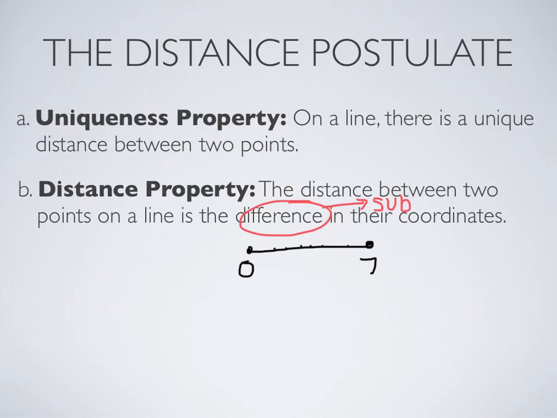Now, that explanation is a little bit oversimplified, because technically, if I do 7 minus 0, I get a distance of 7. But if I do 0 minus 7, I get a distance of negative 7, and that's a problem. Have you ever heard anyone say, get in your car and drive negative 7 miles? No, because you can't have a negative distance, okay?